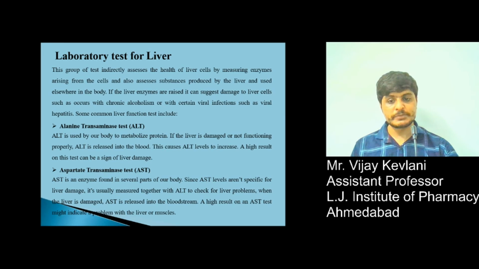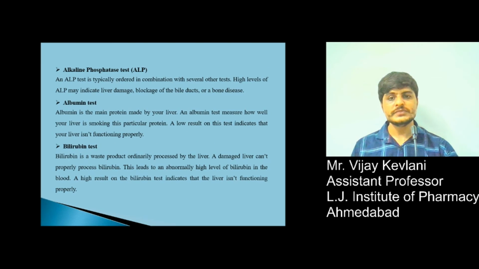Second is aspartate transaminase. AST is an enzyme found in several parts of the body. Since AST levels aren't specific for liver damage, it is usually measured together with ALT to check for liver problems. With liver damage, AST is released in the bloodstream. A high result on an AST test might indicate a problem with the liver or muscles. Alkaline phosphatase test is typically ordered in combination with several other tests. A high level of ALP may indicate liver damage, blockage of bile ducts or bone disease.